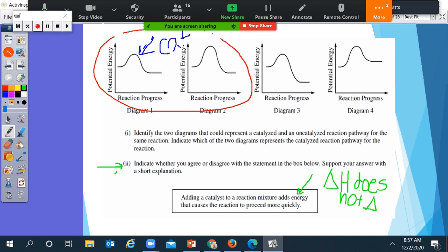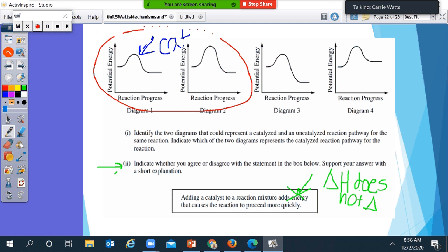So delta H does not change. So this is incorrect. It does not add energy. All it does is add an alternate pathway, and that would be your explanation. So the answer should be disagree, and it provides an alternate pathway. And you could say something about lowering the activation energy as well.